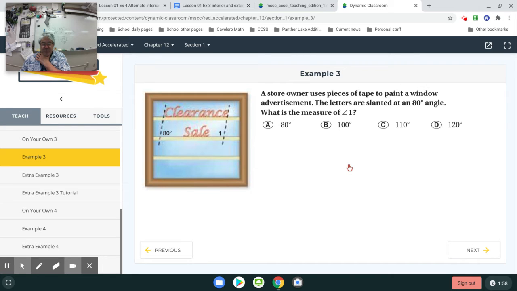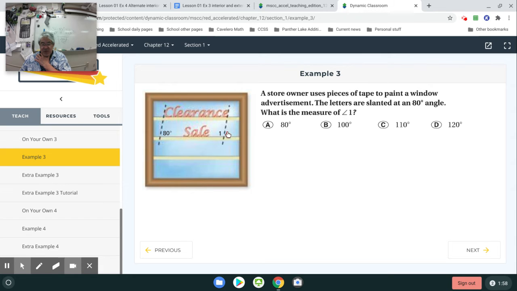You have a bunch of parallel lines. All these little yellow tapey things are parallel to each other. And you got some transversals cut across them. Okay? So just look at this line right over here. This is the transversal. And the dotted lines are parallel.